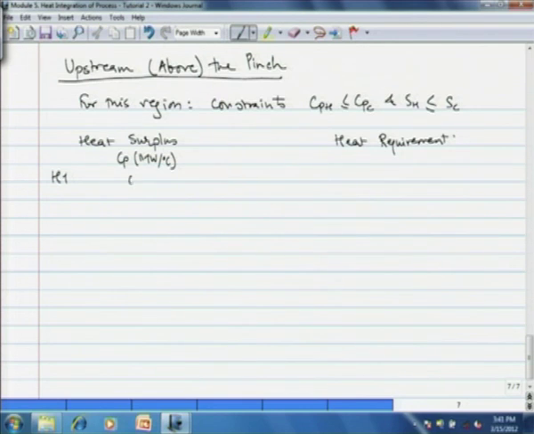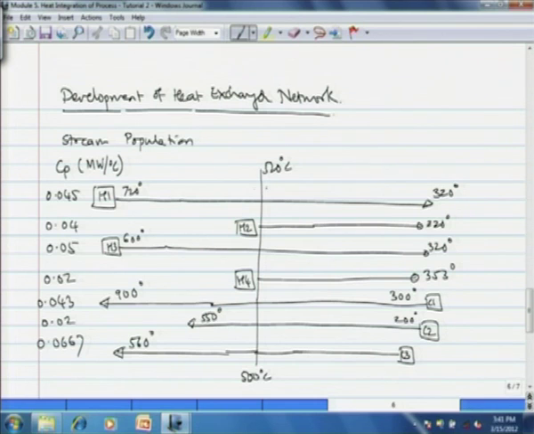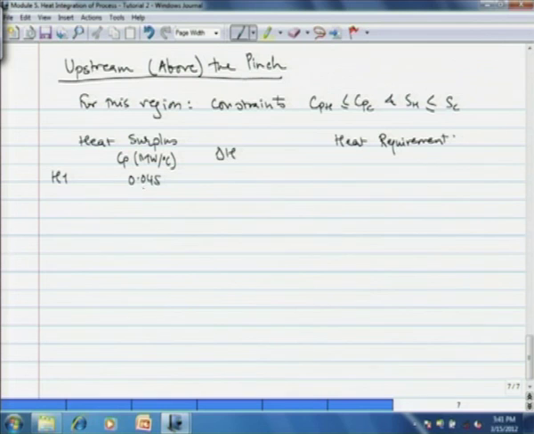CP value of 0.045 and delta H, H1 is going from 720 to 520. So, 200 degrees difference. So, 0.045 into 200 is 9 megawatt. So, 9 megawatt are available with H1.